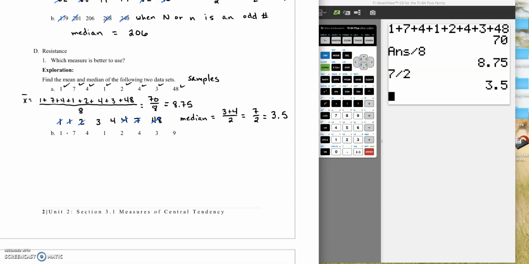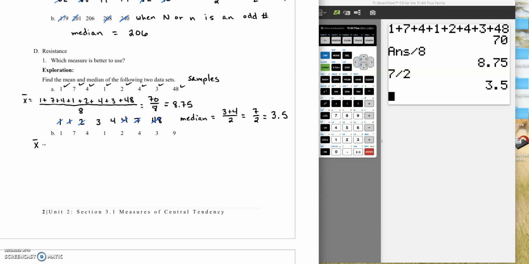Now, you guys should pause the video and find the median and the mean for the data set in part B on your own, and then you can restart the video to see if you got it right. So I'm going to assume that you've done that.